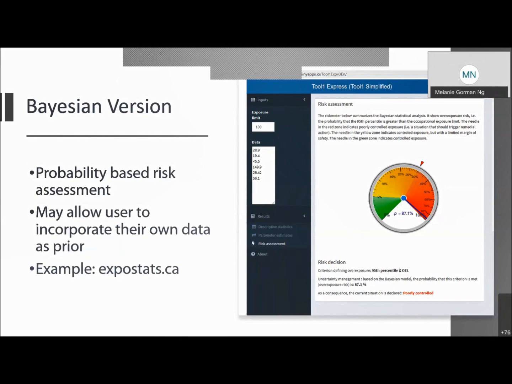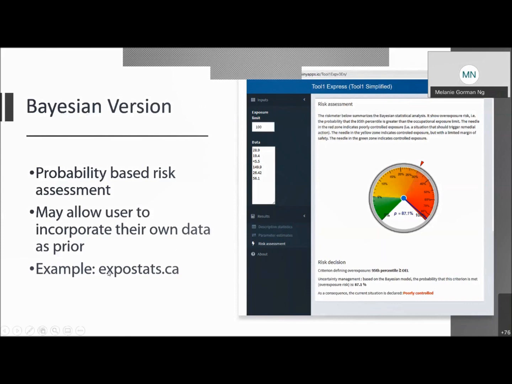But in the future, we think it might be better to use a Bayesian approach and to do a probability-based risk assessment. And that might be a more intuitive way for users to interact with this. This might also allow users to incorporate their own data as a prior. So if you have some of your own exposure sampling, you could add that to the Silica control tool and get a more personalized estimate. This is just an idea. We haven't got it ready yet, and we're working on it in this Manitoba research study.